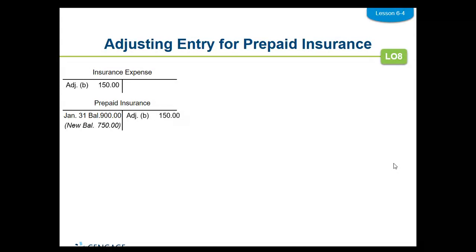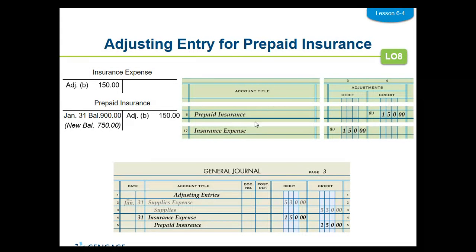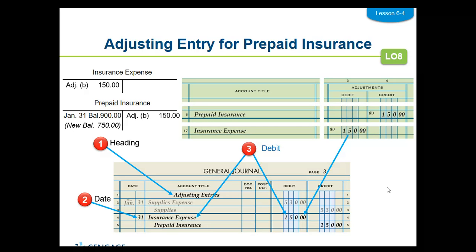And then the same thing with prepaid insurance. We had also done that on the worksheet and done the math part and done all the planning of it. So now we're just coming down right below that supplies adjusting entry on the same journal page, and we do our debit to insurance expense and our credit to prepaid insurance.